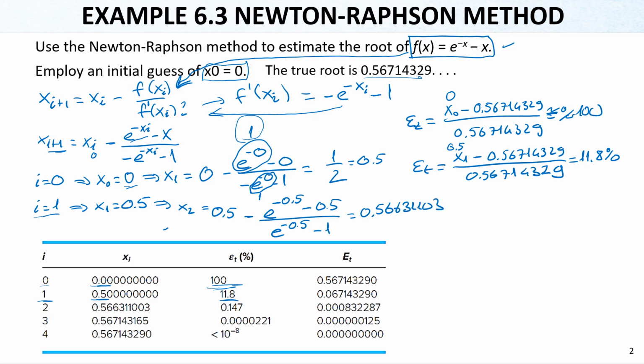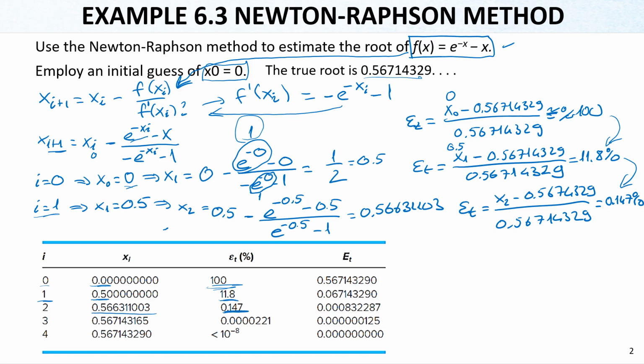0.556631103. Then we can calculate ET as x2 minus 0.5674329 divided by 0.5671439, and the result here is this one. So 0.147%. You can see it quickly converges to a very low value. So it is like a quadratic reduction in the error. This is clearly seen. And we got this result.